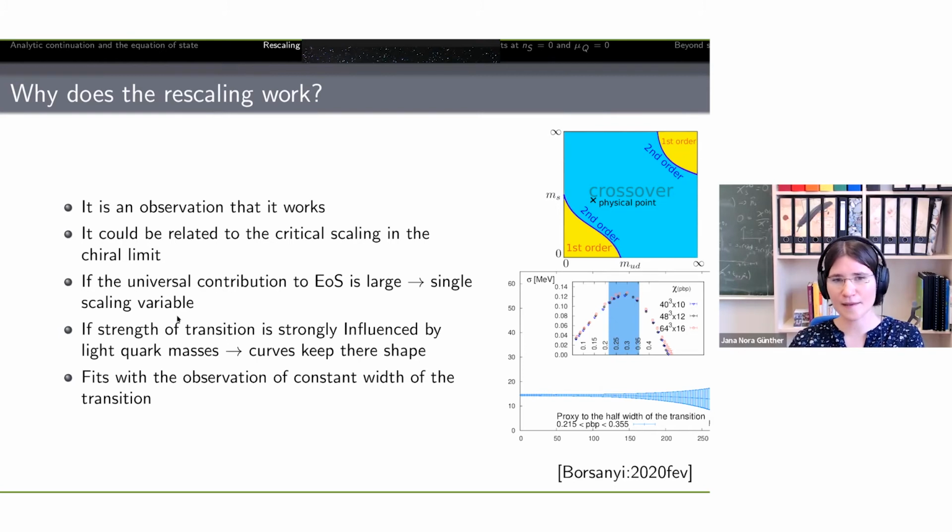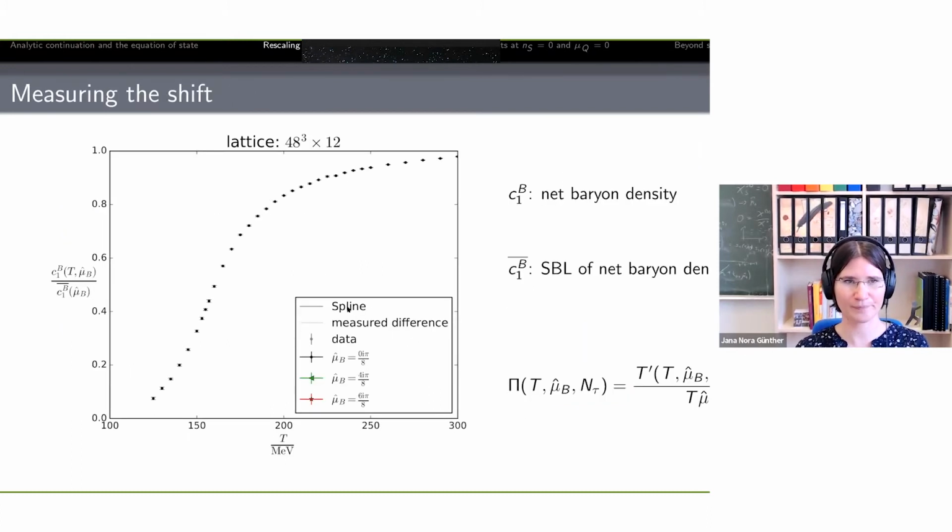And if the strength of the transition is strongly influenced by the light quark masses, our curves could actually keep their shape, and that is what we see approximately. That also fits with the observation from a previous paper, which Claudia also already showed, that the width of the transition approximately remains constant. This, of course, is not a proof that this is the case, but to us it seemed like a logical explanation.